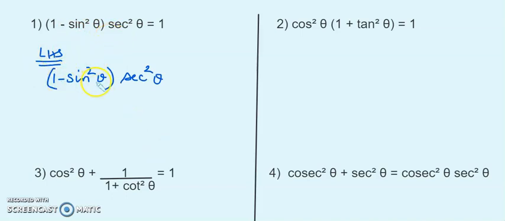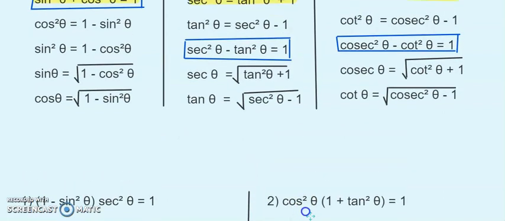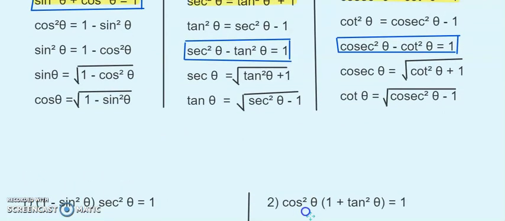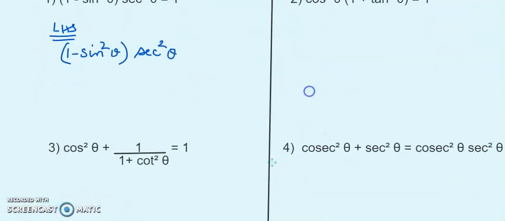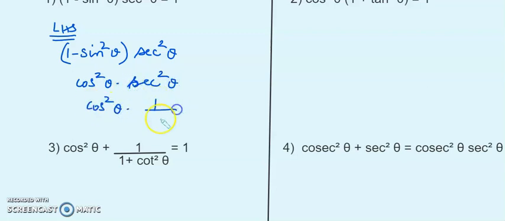So LHS: 1 minus sine square theta times sec square theta. If you go back to the identity, 1 minus sine square theta is cos square theta. So directly we'll put cos square theta into sec square theta. But we know that sec square theta is 1 upon cos square theta because it's the multiplicative inverse of cos square. So cos and cos get cancelled off, equals 1, that is our RHS.